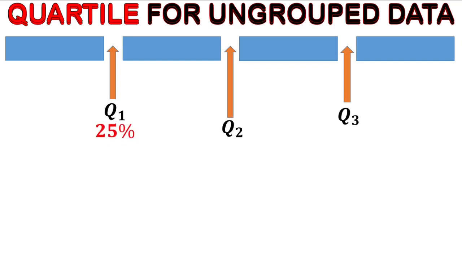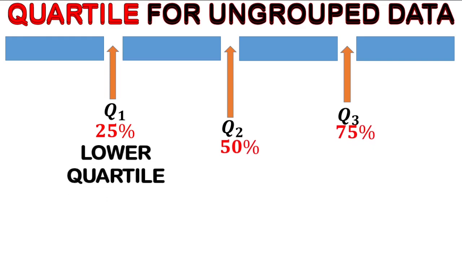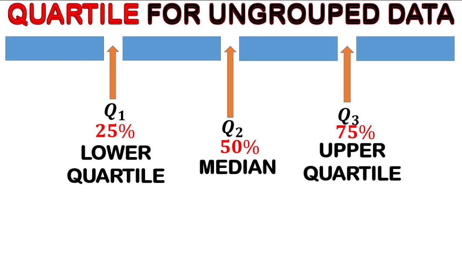The first quartile in percentage is equivalent to 25%. The second quartile is 50%. And the third quartile is 75% of the whole distribution. Now, the first quartile is also called the lower quartile. The second quartile is called the median. And the third quartile is called the upper quartile.